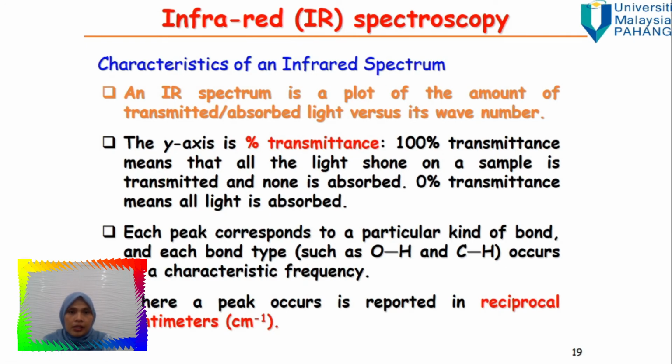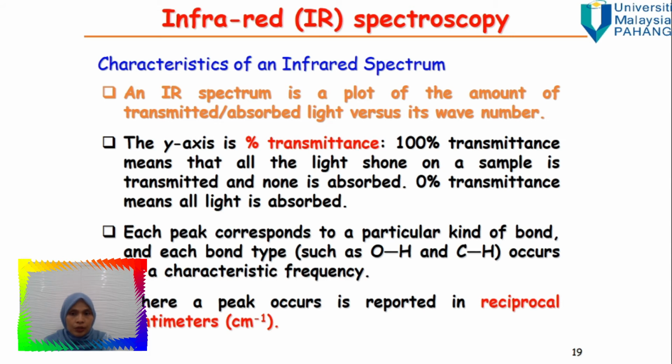So based on this characteristic, the infrared spectrum plots the amount of transmittance or absorbed light versus the wave number. The x-axis is the wave number, and the y-axis is the transmittance. We always convert into percent transmittance, meaning that all the light on the sample is transmitted and none is absorbed. If 0% transmittance, all light is absorbed.